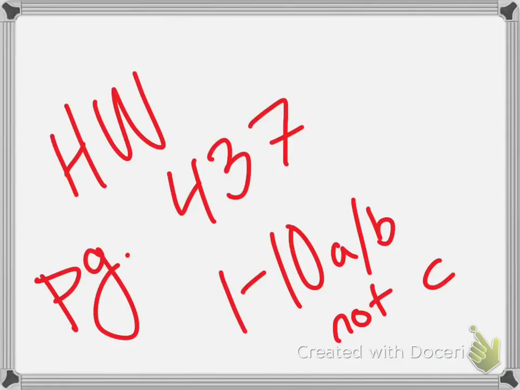Here is your homework. Your homework is page 437, as I'm saying the wrong things. It's page 437, numbers 1 through 10. 10, you're gonna do parts A and B, but you are not going to do C. If you can try to solve them, especially the easy ones, that would be awesome. But you do not have to solve them.